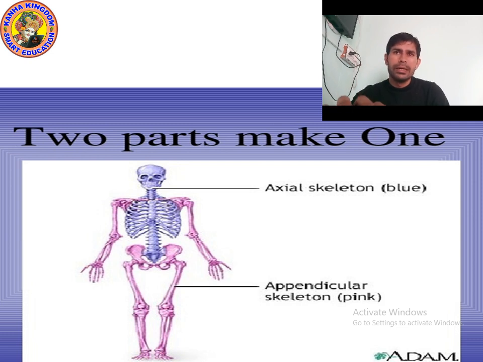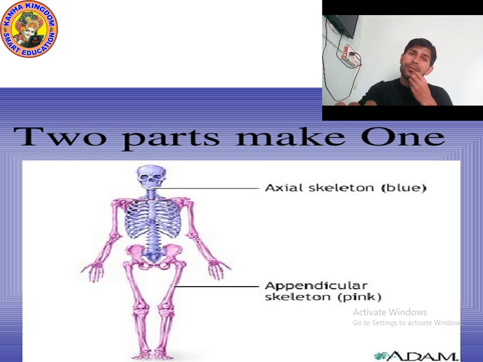As you can see in the picture, axial skeleton is in blue color and appendicular skeleton is in pink color. In axial skeleton, three parts are involved: skull, spine, and rib cage.